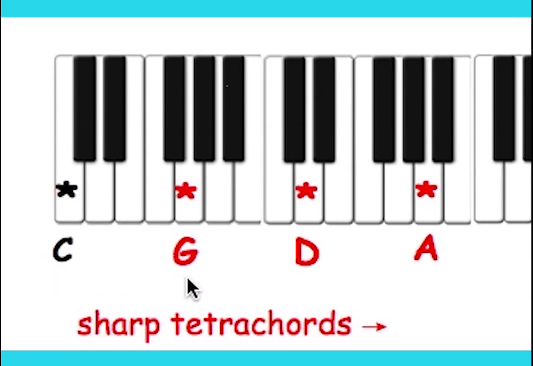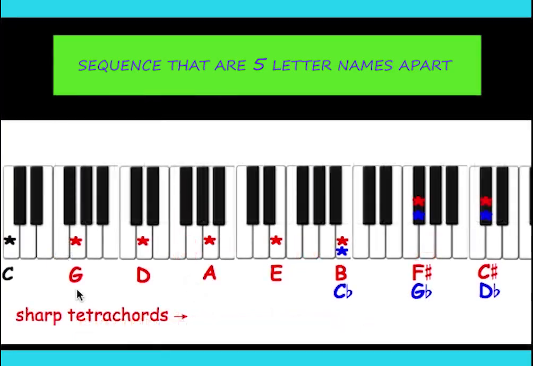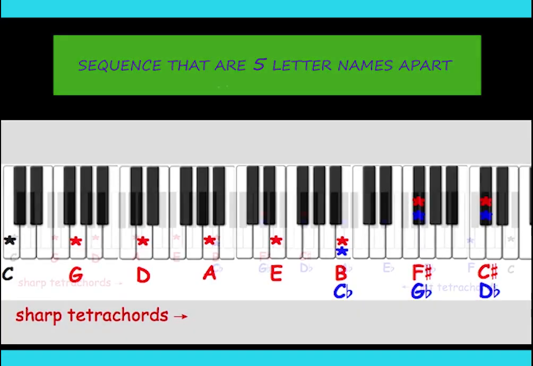The tetrachords will be presented in a sequence that are five letter names apart. For example, the next tetrachord shown is built on G. G is five consecutive letter names, C, D, E, F, G, above C, and therefore the next tetrachord in the sequence.